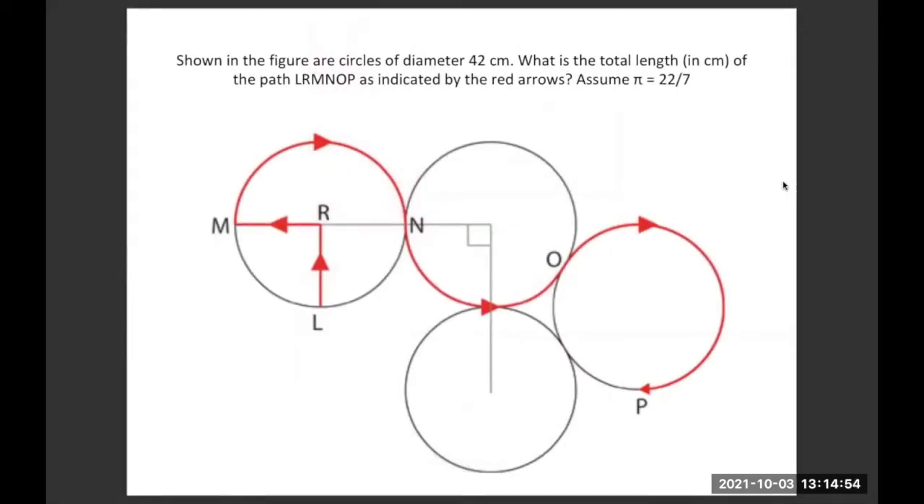Okay. So here you are going to find the length of this complex red colored path. There are various circles that are organized, and there is somebody who is moving along this red colored path. What you have to find is the total length of this red colored path.